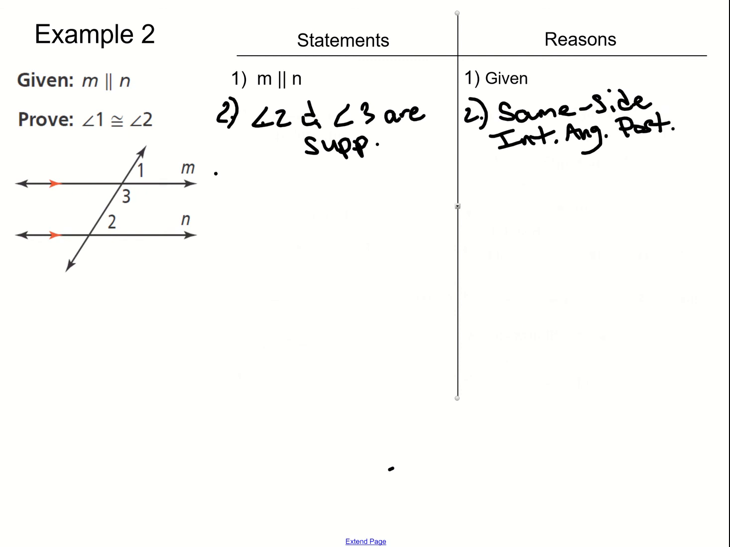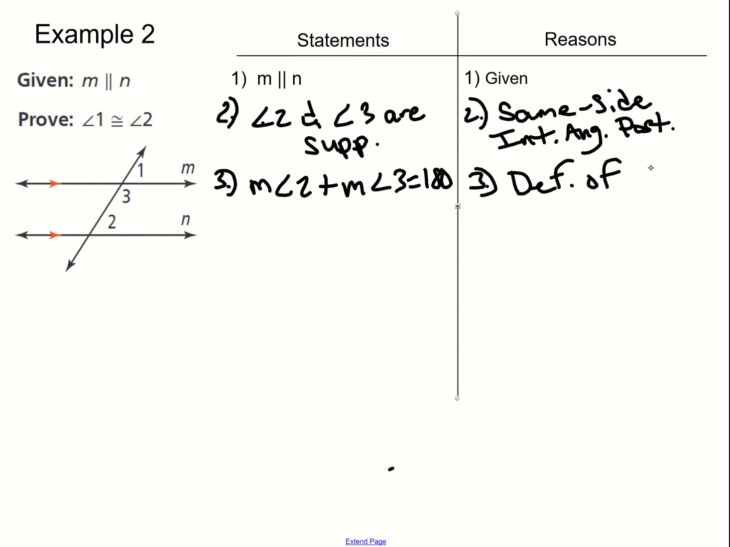All right, so for the third step here, now we know that they're supplementary. We know that they have to add up to 180. So we're going to go ahead and write that out. They add up to 180 because that's what it means to be supplementary. So we're going to say that that's the definition of supplementary angles.